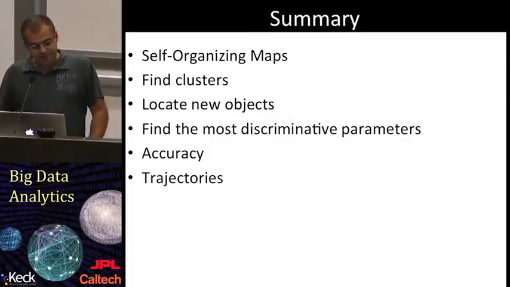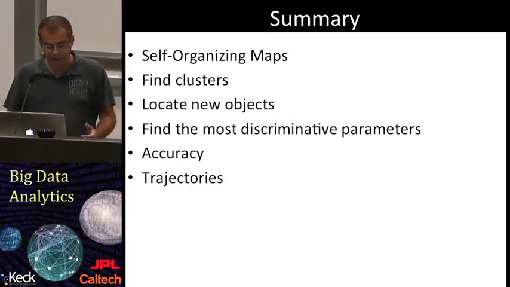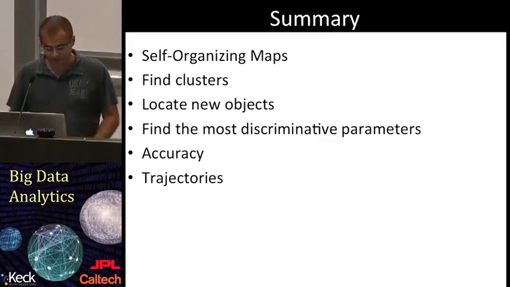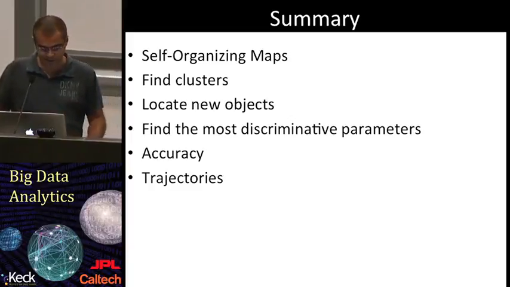Finally, in this video we have seen self-organizing maps and how they can be used to ask some important data mining questions, like how to cluster data, which components are the most important, and how to locate new objects. And then we have also described two types of errors that help us understand the quality of the clustering and of the single localization. And we have briefly talked about trajectories and how self-organizing maps can be used for a time series and to see how an object evolves.